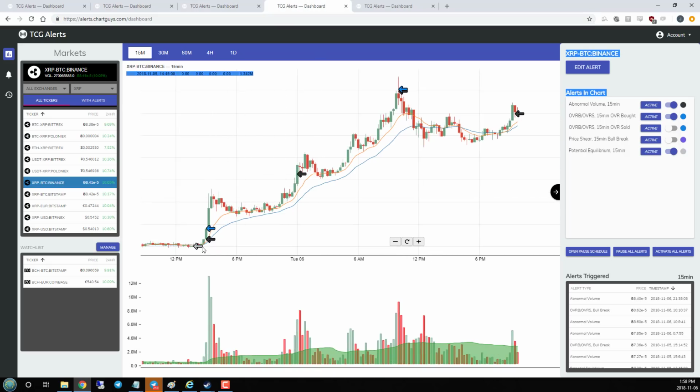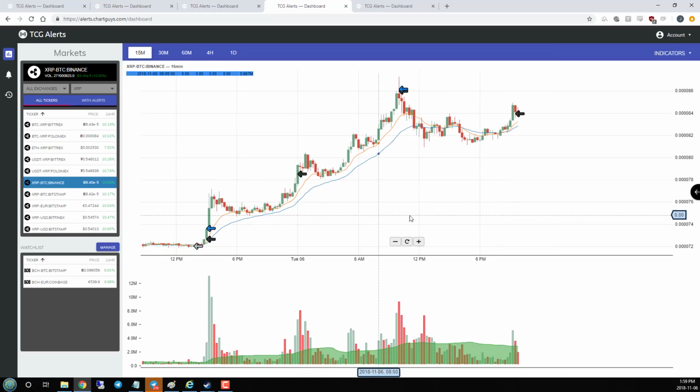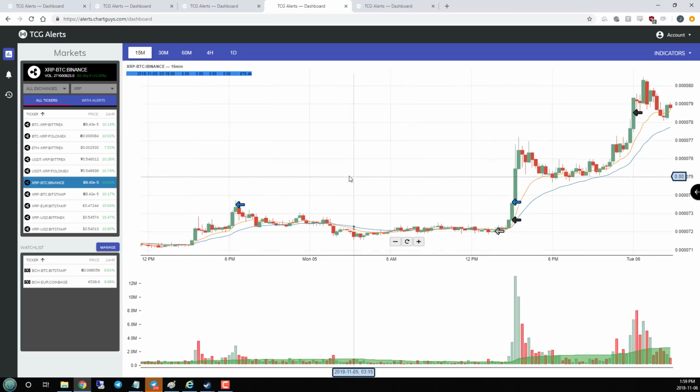XRP, huge opportunity on this potential equilibrium alert. We'll look at that in a second, but we got our EQ, we got our breakout of EQ, abnormal volume, smashed right through our 15-minute overbought indicator, abnormal volume showing consolidation again, another equilibrium, caught with our abnormal overbought, and we're currently consolidating from that. So huge opportunities here. And let's go take a look at that equilibrium in a little bit more detail.